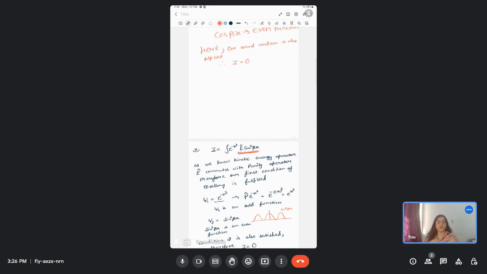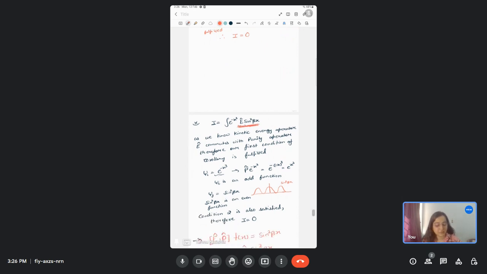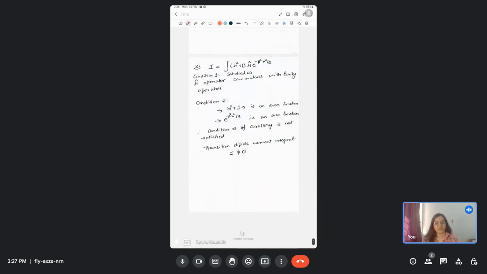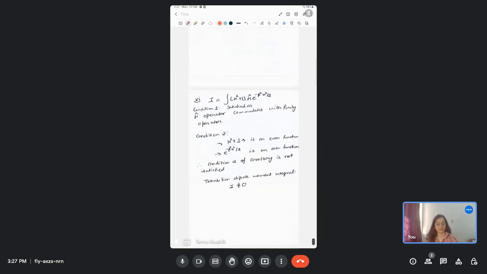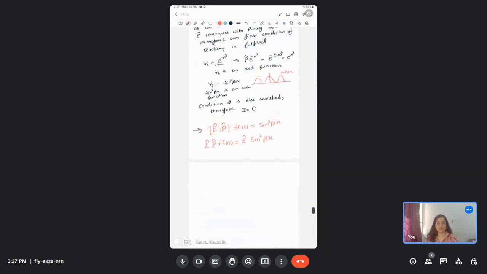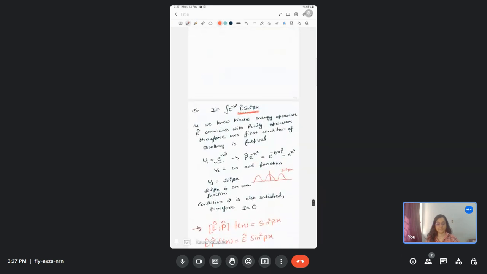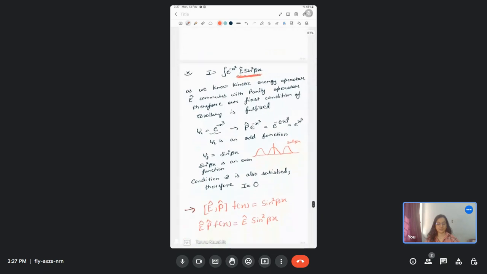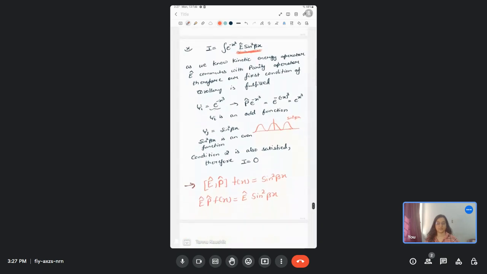But the position operator and momentum operator never commute with the parity operator. Similarly, kinetic energy and Hamiltonian operators commute with the parity operator. So these things we have to check, and then we will find out whether the final integral will be equal to zero or not. So please solve these problems and let me know if you have any doubts here.